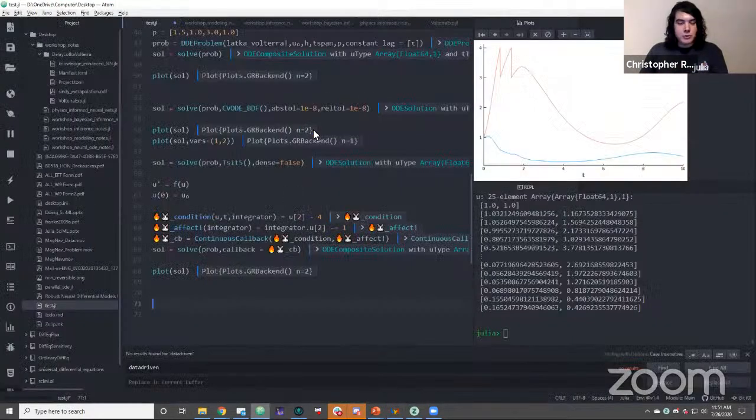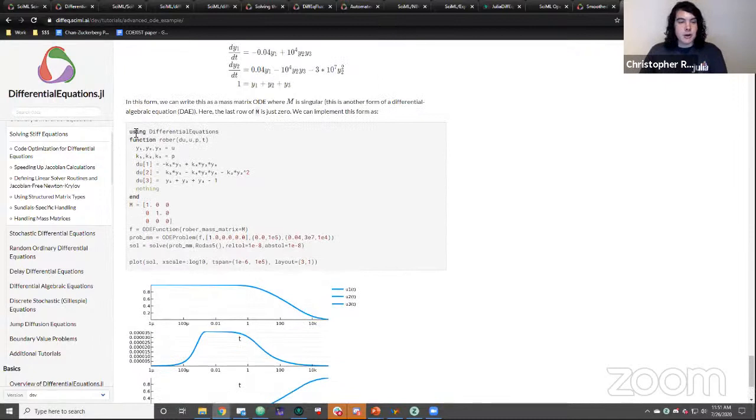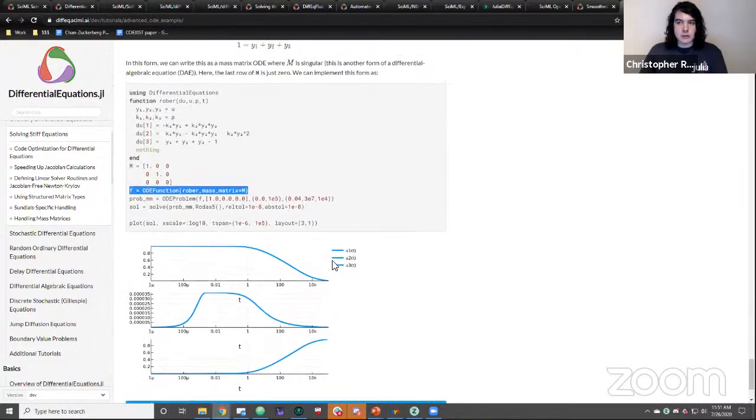So, what we're looking at here in the documentation, I won't run through it because I've taken a little bit more time here than I thought. This describes how to specify a mass matrix, add it to your ODE function, and use that to solve equations with conservation laws.